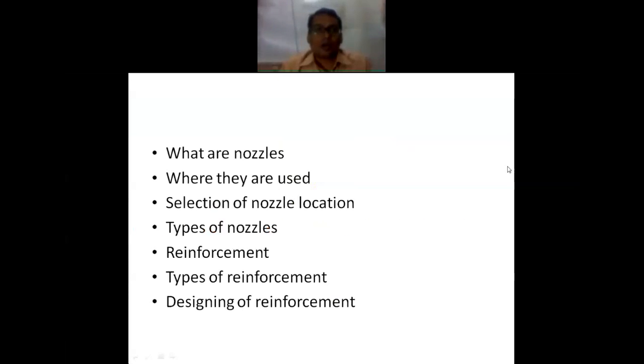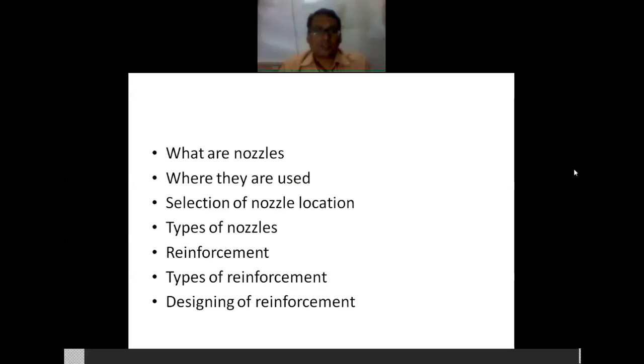So, we are going to understand what the nozzles are, where they are used, selection of nozzle location, types of nozzles, reinforcement, the types of reinforcement, and the designing of reinforcement.